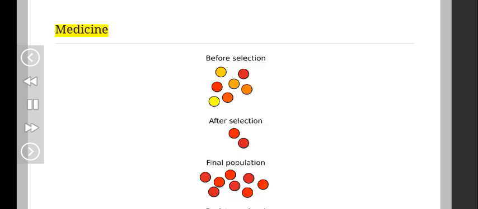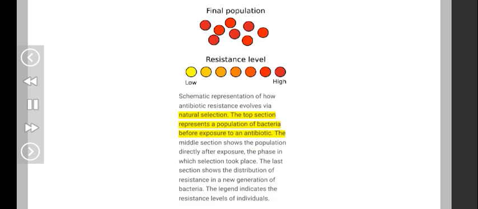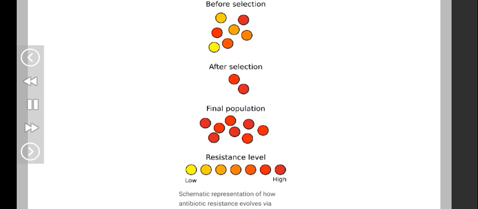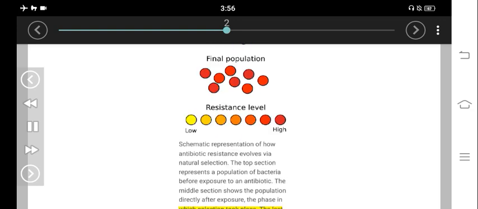Medicine. Schematic representation of how antibiotic resistance evolves via natural selection. The top section represents a population of bacteria before exposure to an antibiotic. The middle section shows the population directly after exposure, the phase in which selection took place. The last section shows the distribution of resistance in a new generation of bacteria. The legend indicates the resistance levels of individuals.